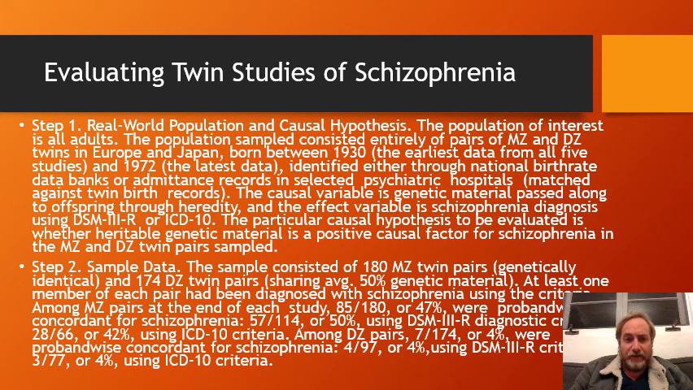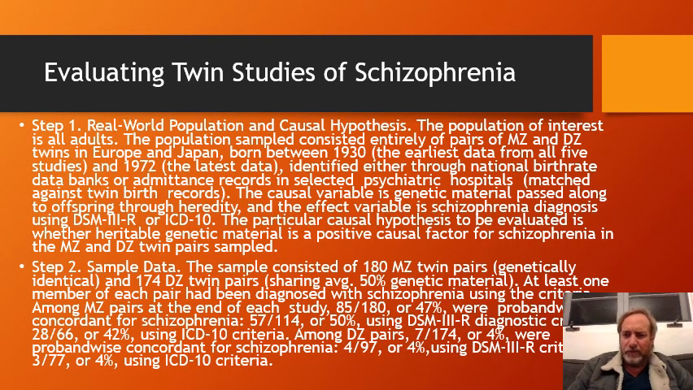I see, that's an average of the DSM and the ICD. That's what they're doing there. Look through this, but then I just got confused for a second. And then the DZ pair is much lower, right? 4%. Okay.